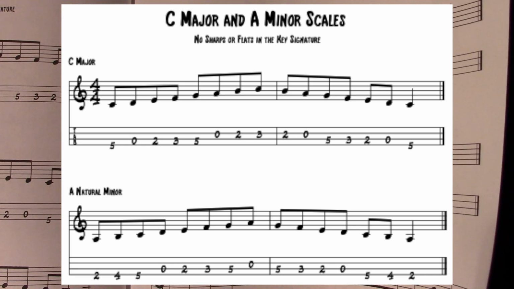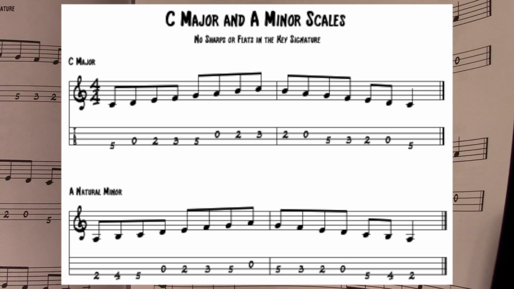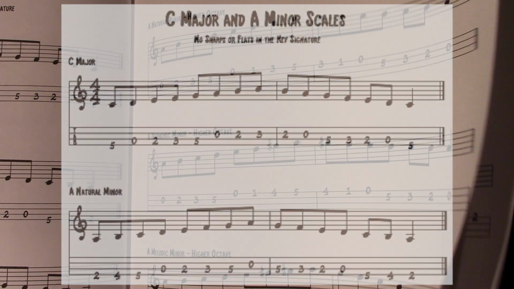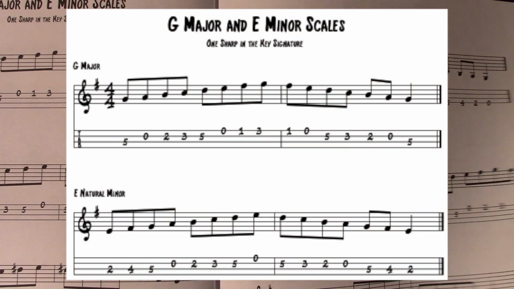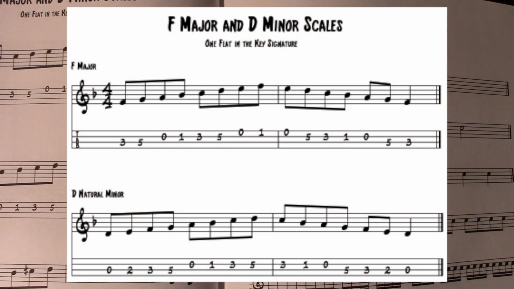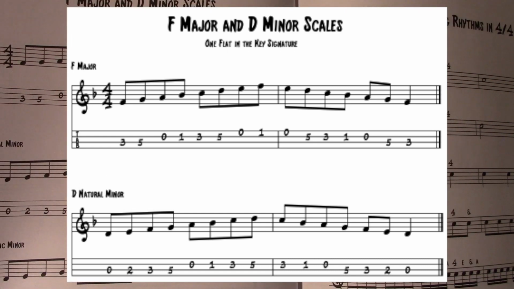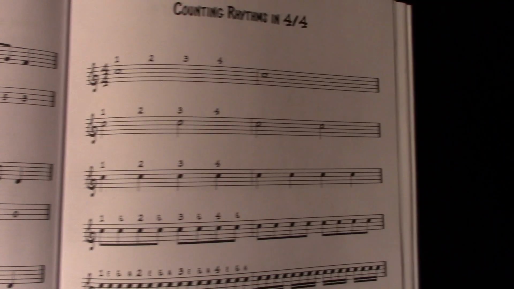C major and A minor are relative keys. It means they have the same key signature. It means they are made of the same notes. G major and E minor have the same key signature. They're made of the same notes. F major and D minor have the same key signature. They're made of the same notes.